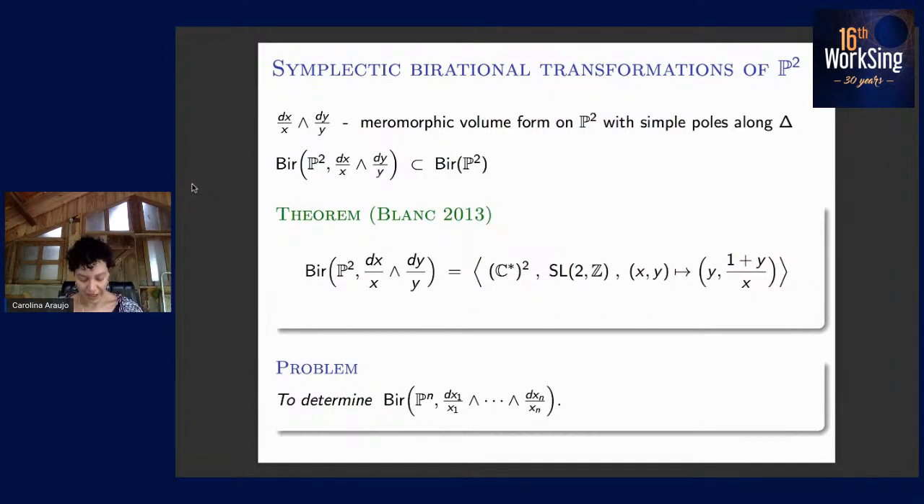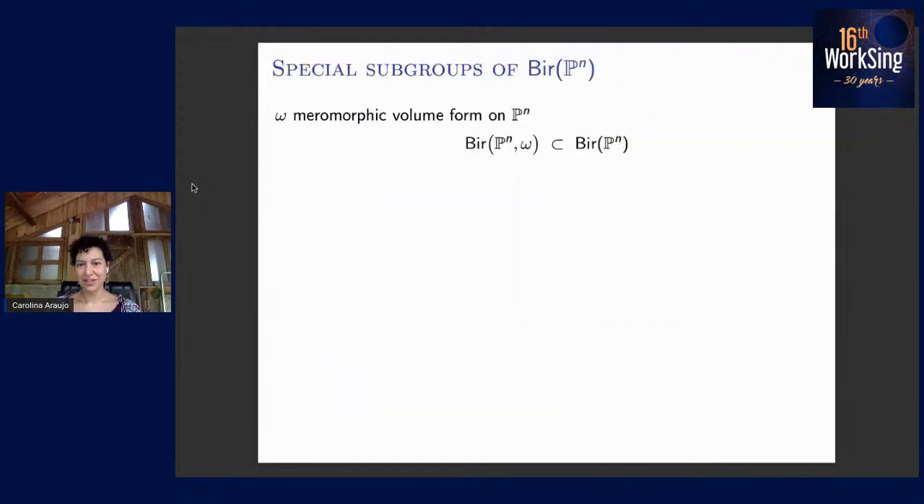We do not know the answer to this, but what I would like to explain to you next is some tools from birational geometry and the minimal model program that can be used to approach this problem. So before I discuss this problem, let me generalize it to be able to construct other subgroups of the Cremona group of Pn.